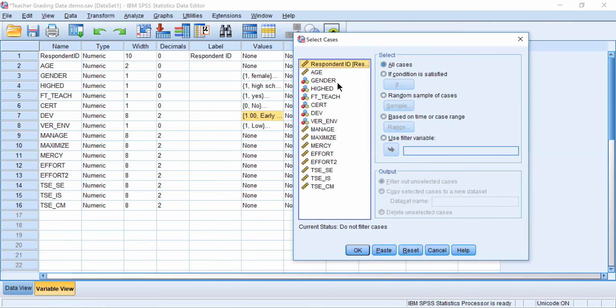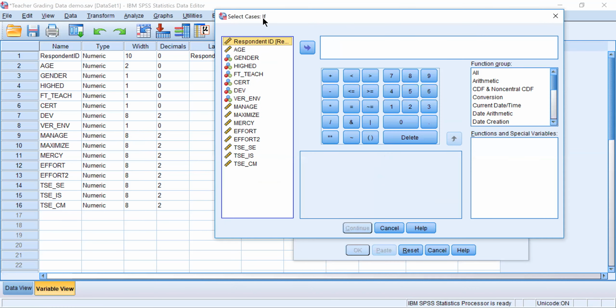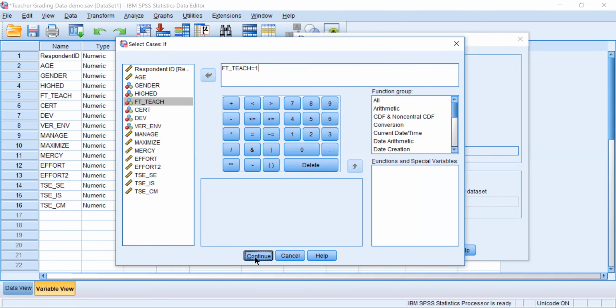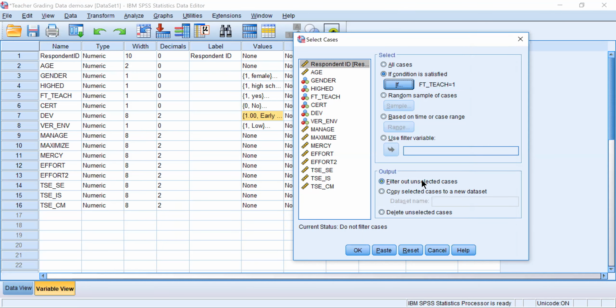I'm going to select cases, and I'm going to say that I only want to select those cases where a certain condition is satisfied. So you see this if... what's the condition that has to be satisfied? And I'm going to say that they have to be someone for whom on full-time teaching, their value was 1, which just happens to be the value that means, yes, they're a full-time teacher. So those are the people I want to select. I'm going to filter out the unselected cases. I don't want to delete them. That will change the nature of the data file rather than just filtering it.